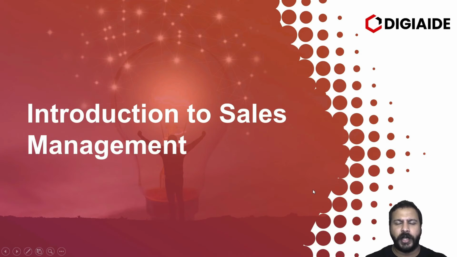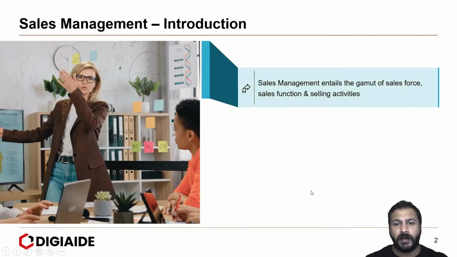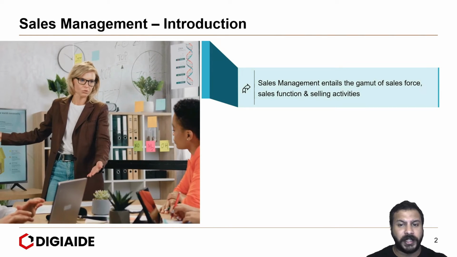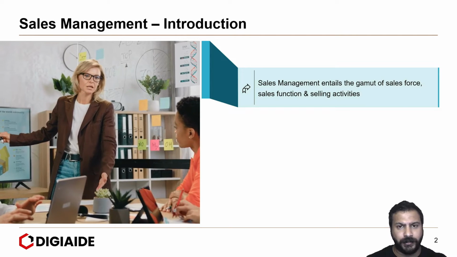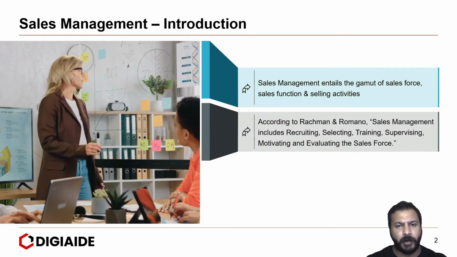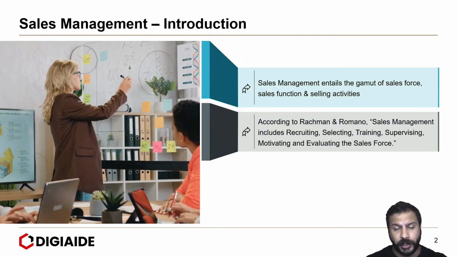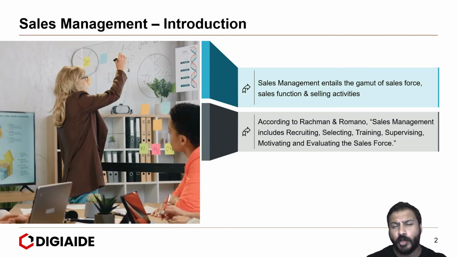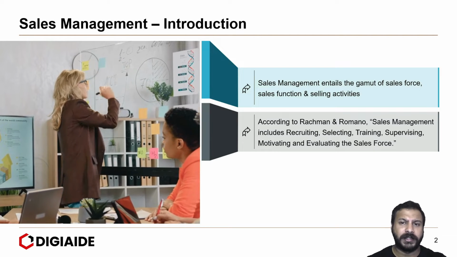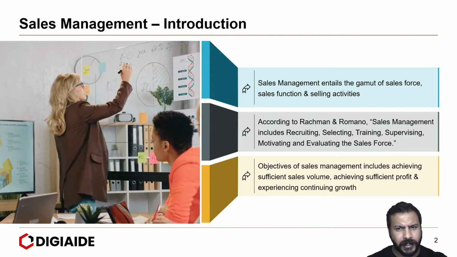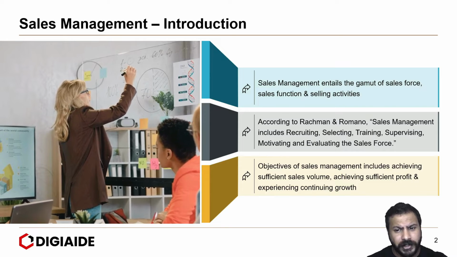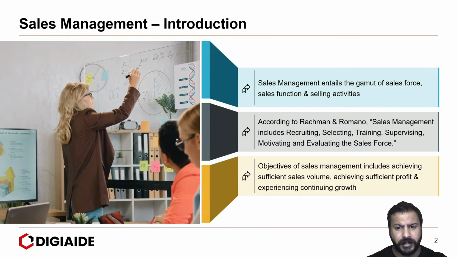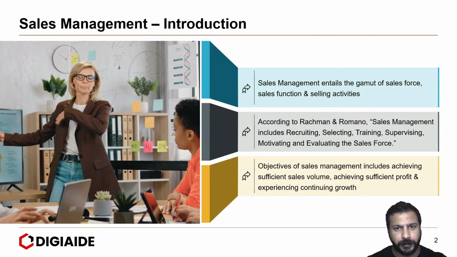Alright, let's start with the introduction to sales management. Sales management entails the gamut of sales force, sales function and selling activities. According to Rachman and Mono, sales management includes recruiting, selecting, training, supervising, motivating, and evaluating the sales force. The objectives of sales management include achieving sufficient sales volume and sufficient profit, and experiencing continuing growth.